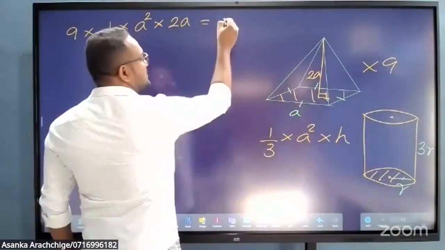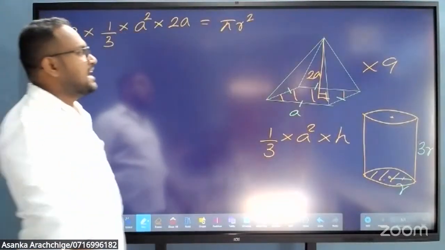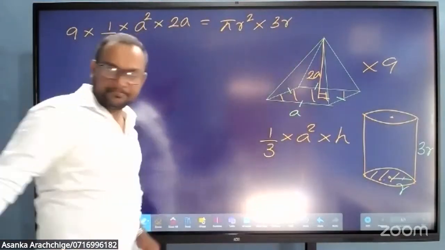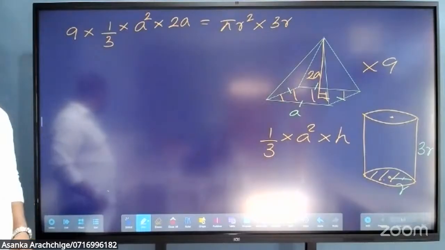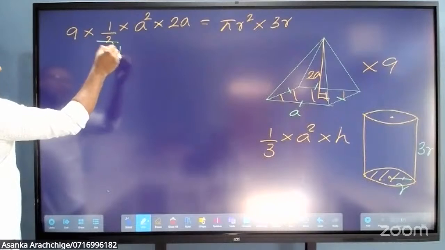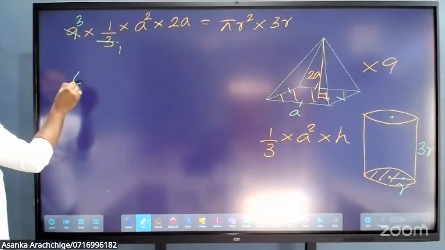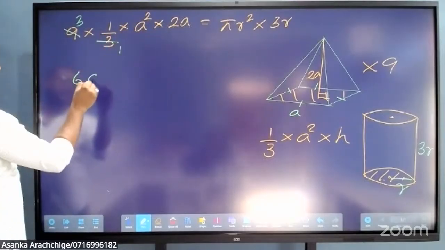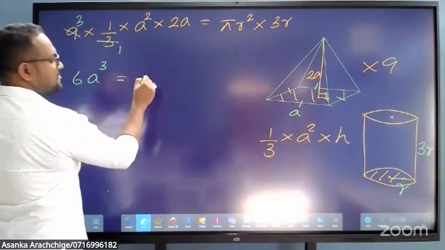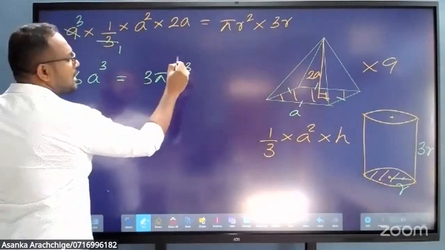Area of the base, it is a circular base, pi r squared. That should be multiplied by the height of the cylinder, 3r. These are the volumes. They must be equal. Here, 3 times 1, 3 times 3, then 3 times 2, 6, a squared into a, a cube, must be equal to 3, I write 3 first, then pi r squared into r, it is r cube.